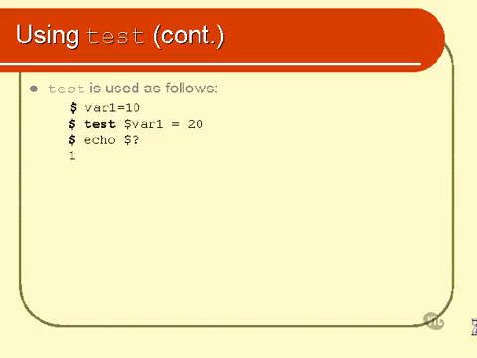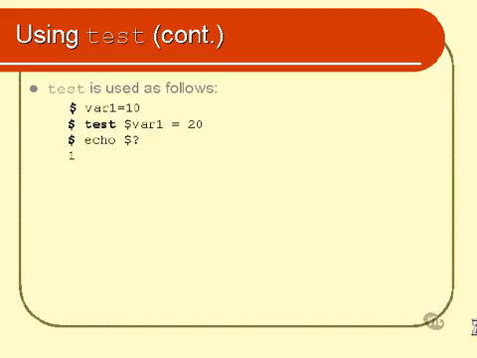Suppose we set a variable called var1 to be 10. Then we can run the test program and we can test whether $var1 equals 20. In other words, we're comparing var1 with 20 to see if they are equal or not. Now, interestingly, test does not produce any output. You don't get a message on the screen telling you whether they're equal or not. All that test does is change its exit status according to the results of the comparison.